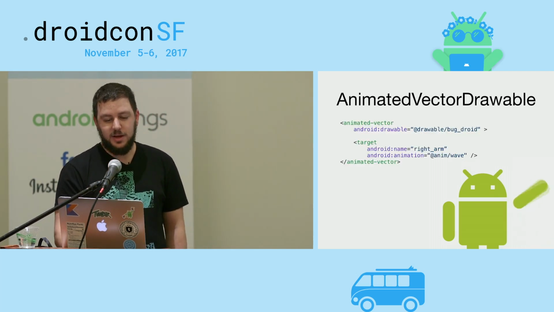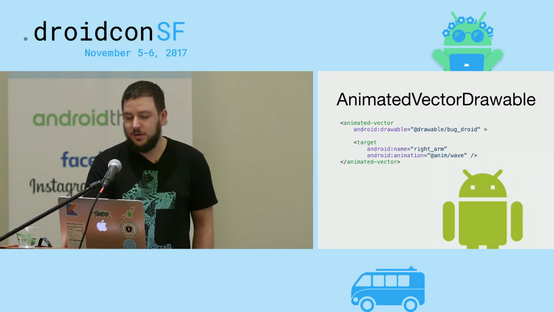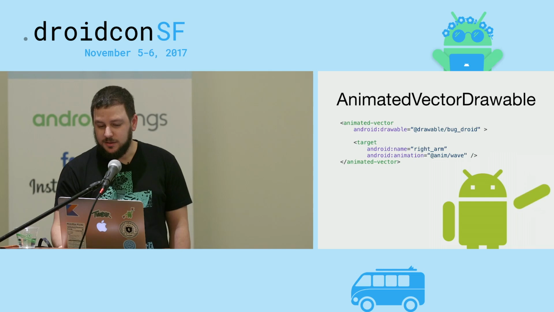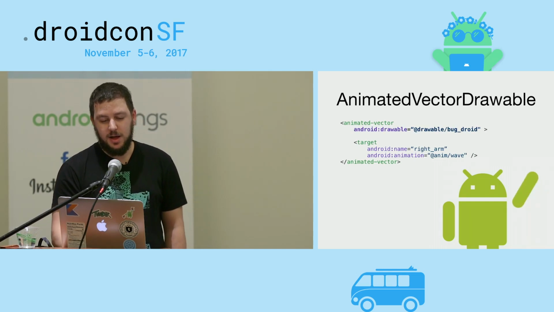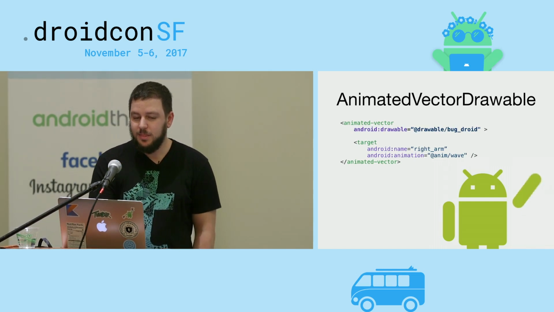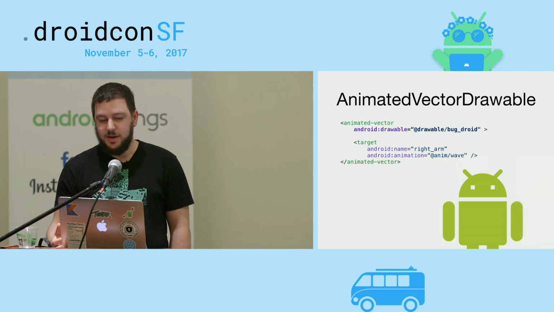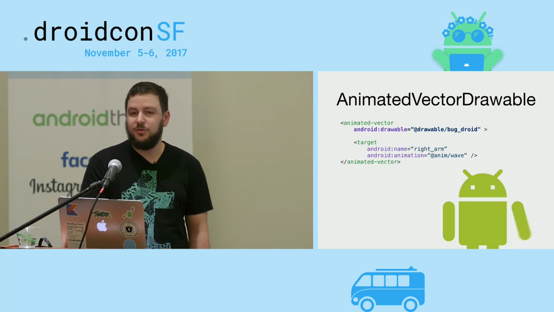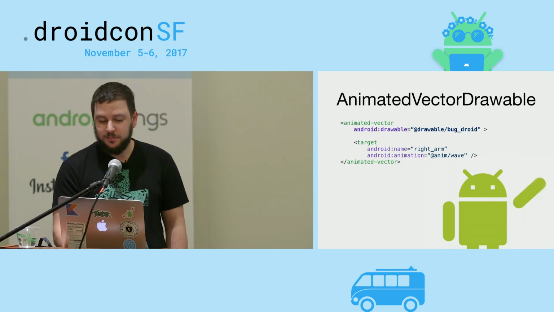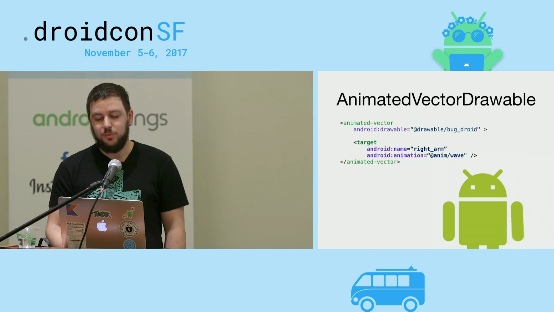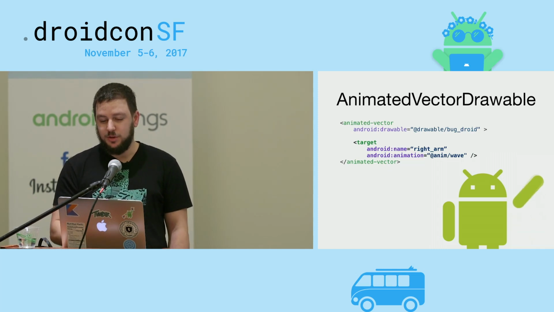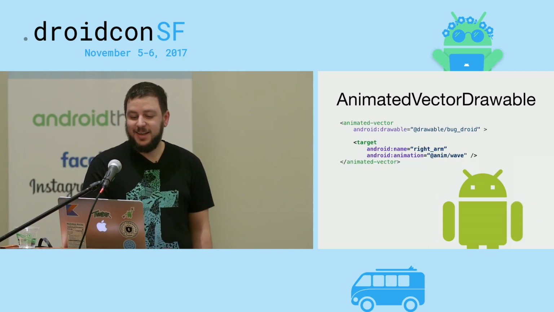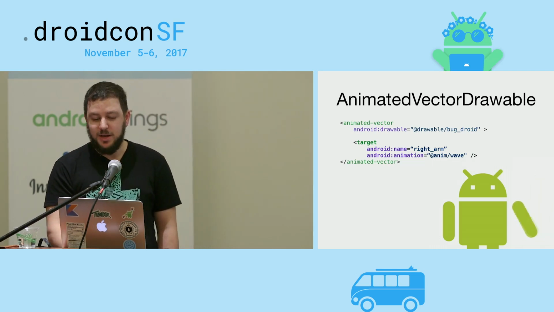So AVDs are just a simple XML resource file, just like a shape drawable or a state list drawable. In order to actually create an animated vector drawable, you pass it your vector drawable resource, and that's also used as the start state of the animation. Next, you define one or more mappings between a path or a group of paths and an animation. Pretty simple, right? But what can we actually animate?